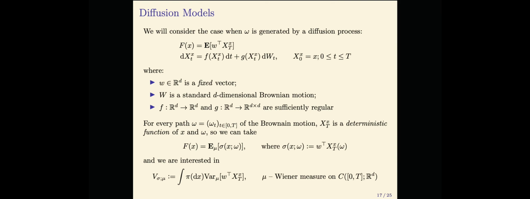And at a time capital T, I stop, and then I compute some function of that state. In this case, let's even take a linear function. So I just project it onto some fixed vector. And so the function I'm interested in is really this expected value of this W transpose X_T little x. So X_T little x is the indication that what I'm doing is I have a diffusion process that starts at little x and runs for time capital T.